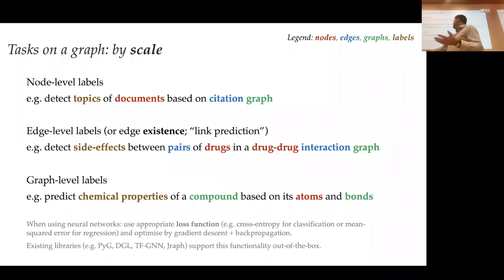And whenever you're using neural networks, as you do with other models, you use an appropriate loss function like cross entropy or mean squared error, depending on what you're doing, and optimize by gradient descent and backprop. And all of these existing libraries, PyG, DGL, and others, they support this kind of functionality out of the box. So you don't have to worry about re-implementing backprop for graph networks. It's already been done for you.